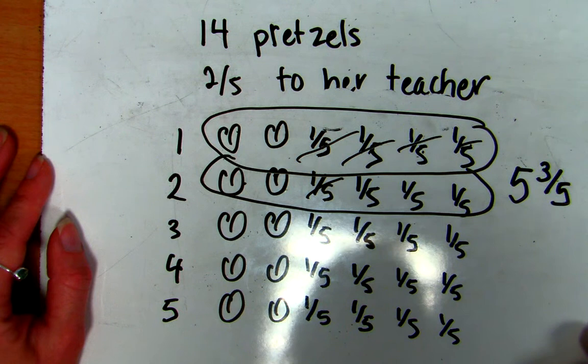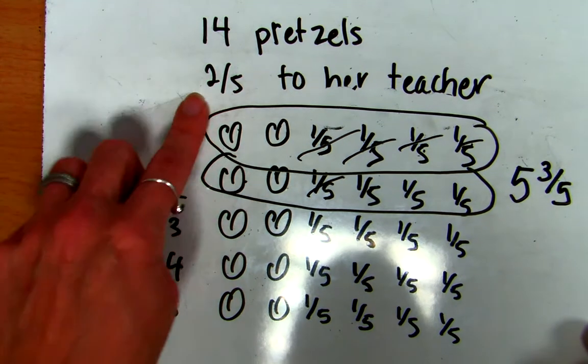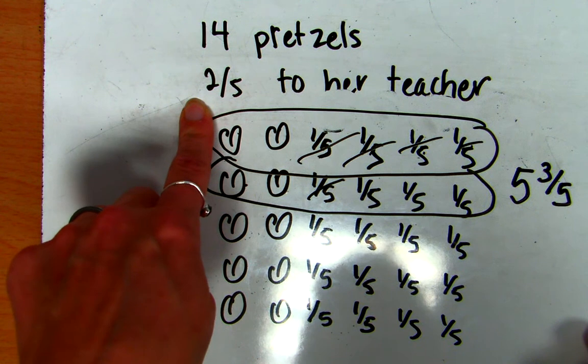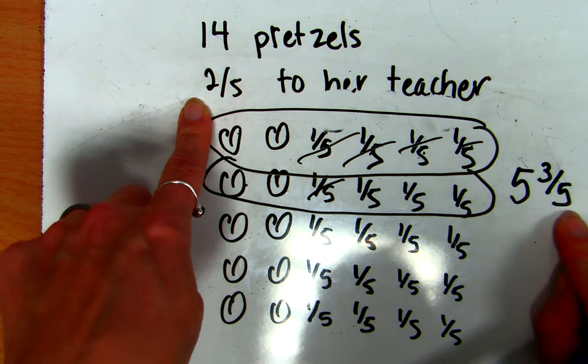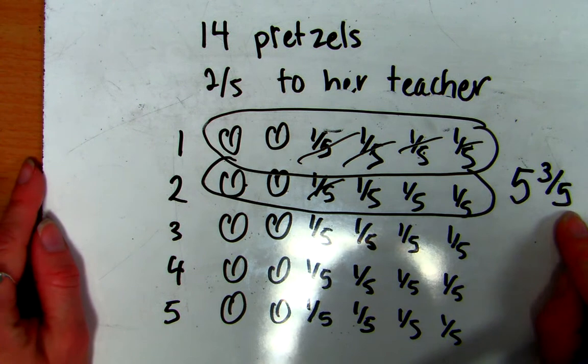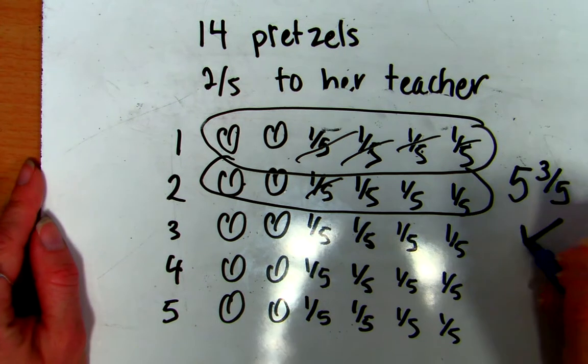Let's see if that answer makes sense, because 2/5 is a little bit smaller than a half, right? Because 2/4 would be a half. 2/5 is a little bit less than a half. Is 5 and 3/5 a little bit less than a half of 14? Yes, it is, because half of 14 is 7. So our answer makes sense.